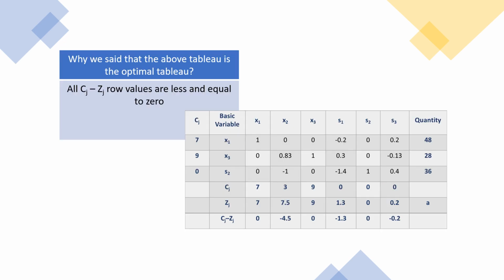Why do we say that the above table is the optimal table? We will check all the values in the C minus Z row. Since all C minus Z row values are less than or equal to 0, we say that the table is optimal.